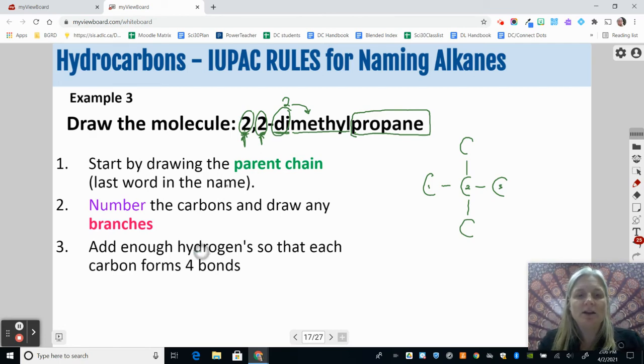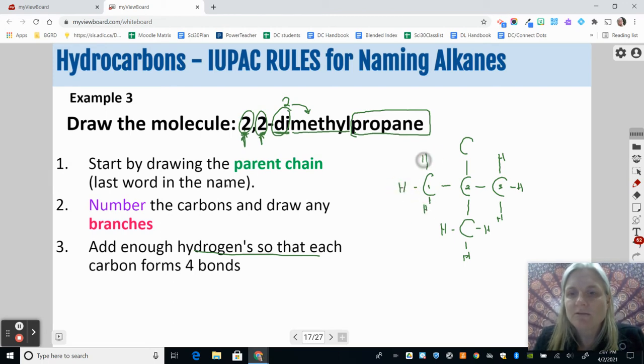Lastly, we add enough hydrogen so that all the carbons form 4 bonds. So right now, the middle carbon actually has 4 bonds. They're each filled by other carbons, so we don't add any hydrogen to that. But these carbons on the end of chains are always going to have 3 hydrogens. There we go, 3 hydrogens. Another 3 hydrogens. Oh, I'm seeing a pattern here. And this carbon also needs 3 hydrogens, 3 more bonds.